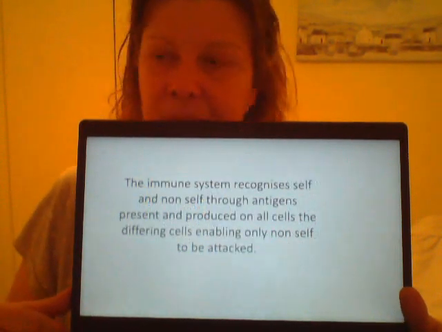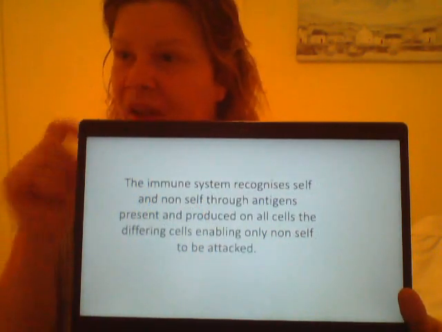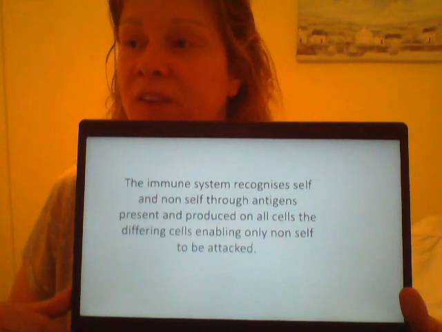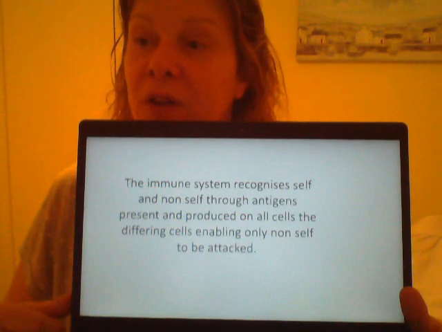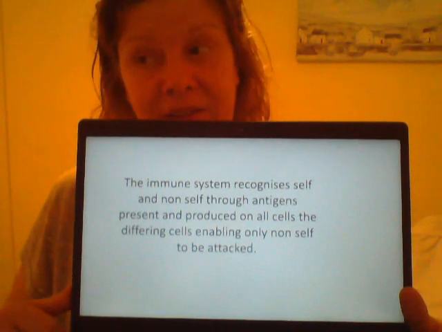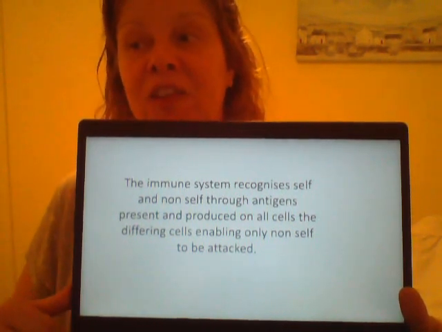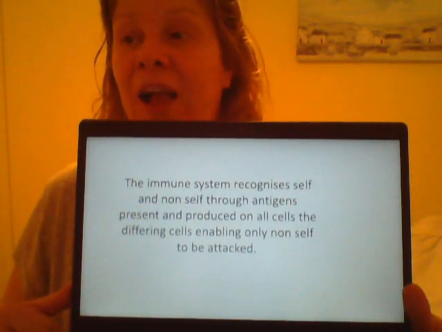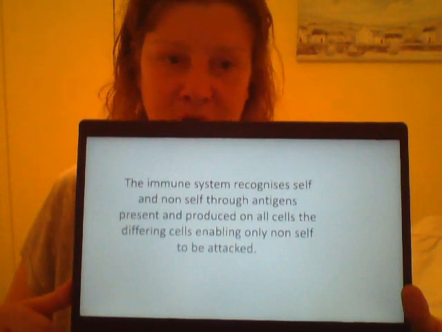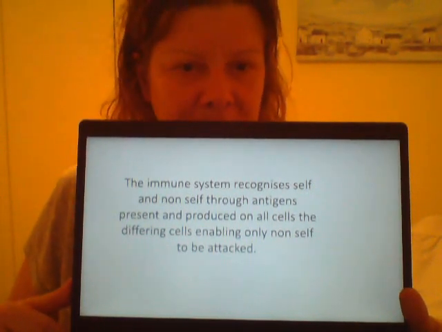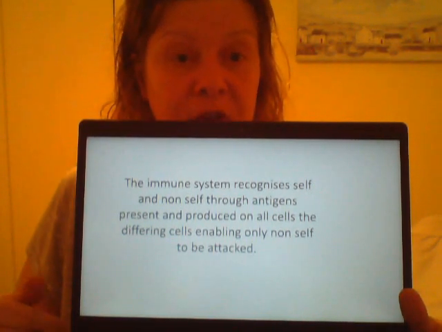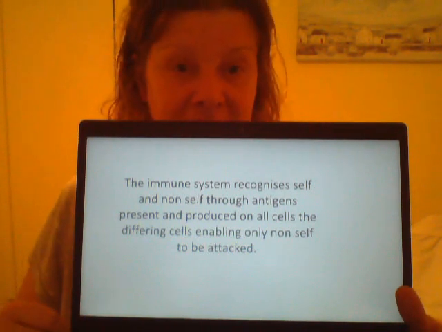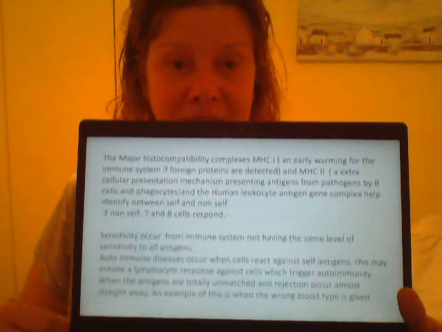Immunoglobulins, or antibodies, are proteins bound to the antigens and generally fight infection. They enroll other immune cells, deactivate toxins, eliminate antigens, assist activation, spur phagocytosis of cells, activate mast cells and contribute to structure. The immune system recognises self and non-self through these antigens present and produced on all cells, and the differing cells enable the non-self to be attacked.